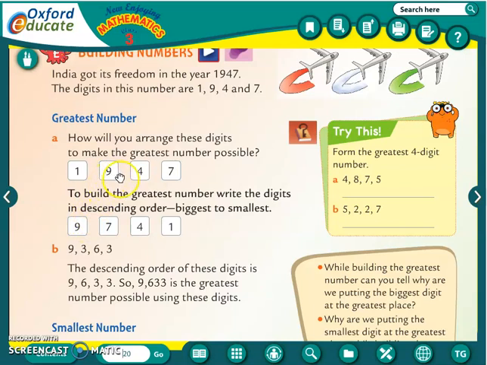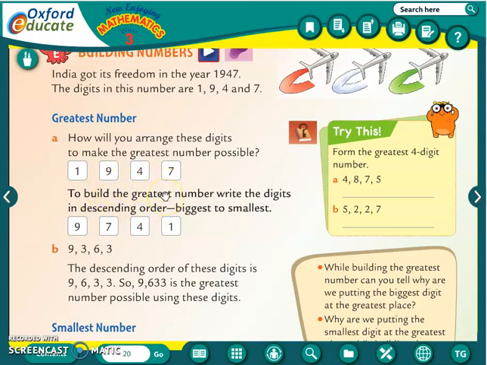Afterward उसके बाद डिक्रीजिंग ऑर्डर में हमें देखना है. Then which number will be there? 7, then 4 and 1. So to build the greatest number, write the digits in descending order, or we can say decreasing order, that is biggest to smallest. So like this we can write this number 1947.